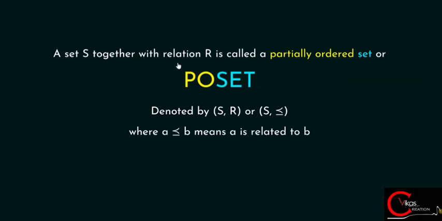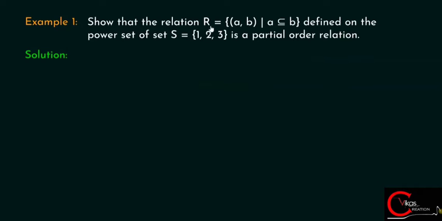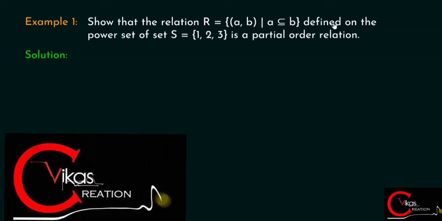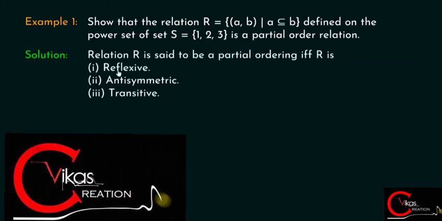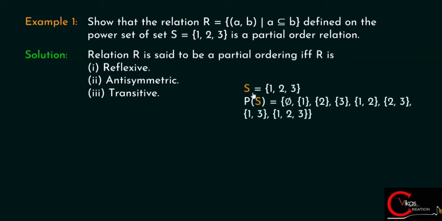Now, let's discuss one example. Show that the relation R, which is nothing but the set of all ordered pairs (A, B) such that A is a subset of B, defined on the power set of set S, which is equal to the set {1, 2, 3}, is a partial order relation. We have to show that this relation R, defined on the power set of set S, is a partial order relation. Relation R is said to be a partial ordering if and only if R is reflexive, antisymmetric, and transitive, right?